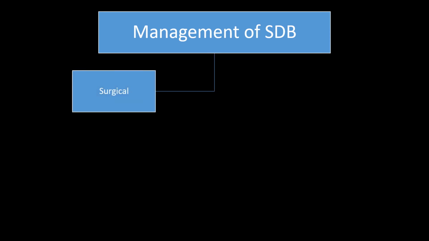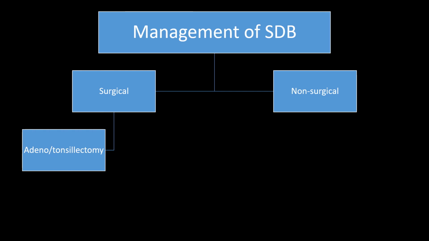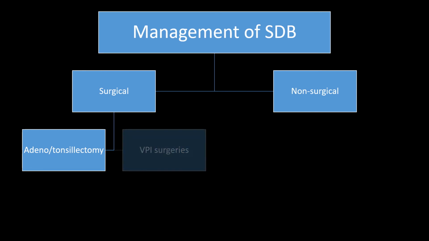With regards to management of sleep disordered breathing, we have some modalities which are quite conventional for managing the obstruction. The surgical management actually includes tonsils and adenoids removal. There are non-surgical methods which are also used. With regards to surgical methods, as we said, it is adenotonsillectomy, which remains the topmost priority. The velopharyngeal insufficiency surgeries can also improve breathing.